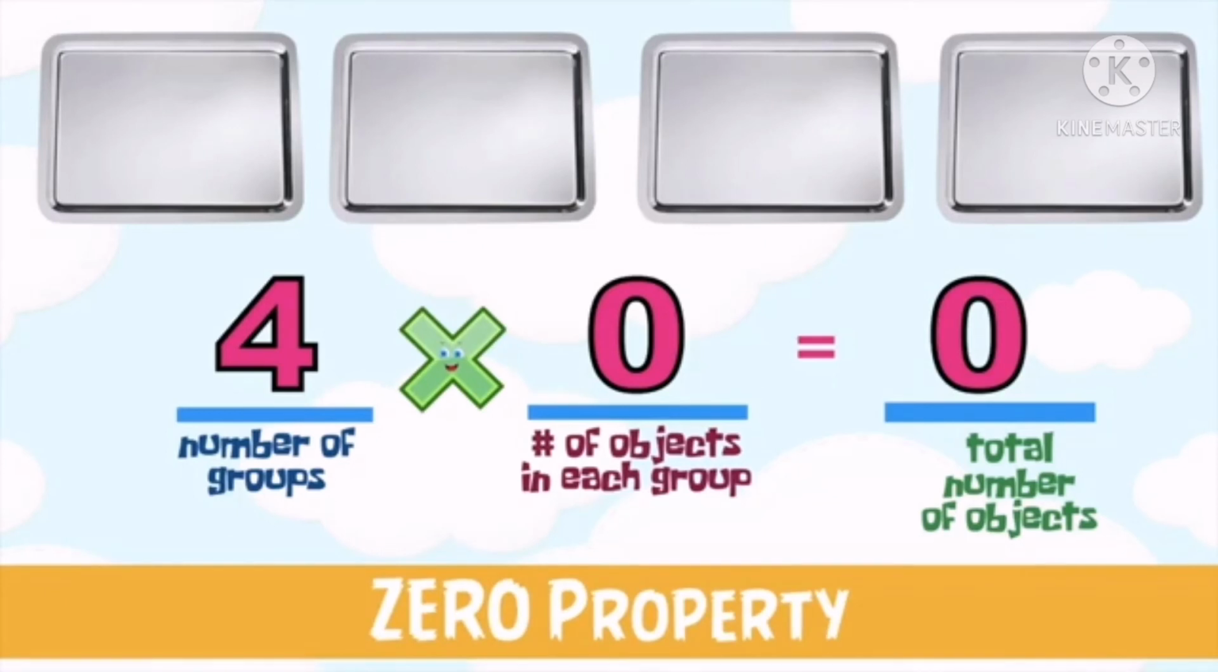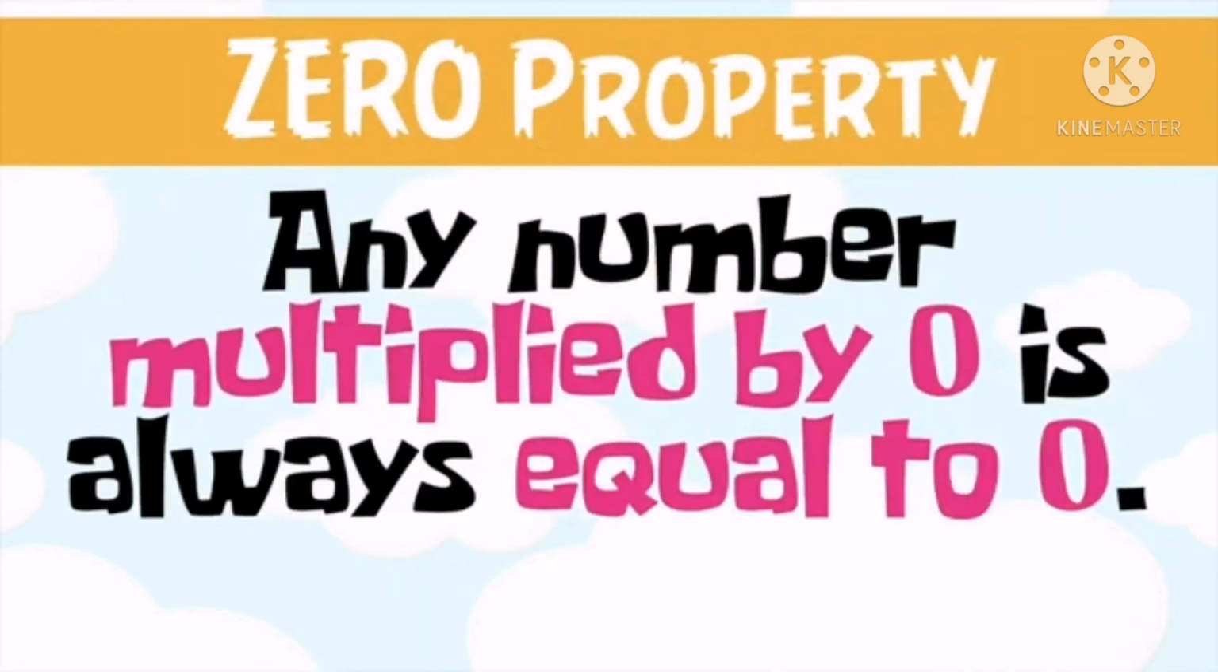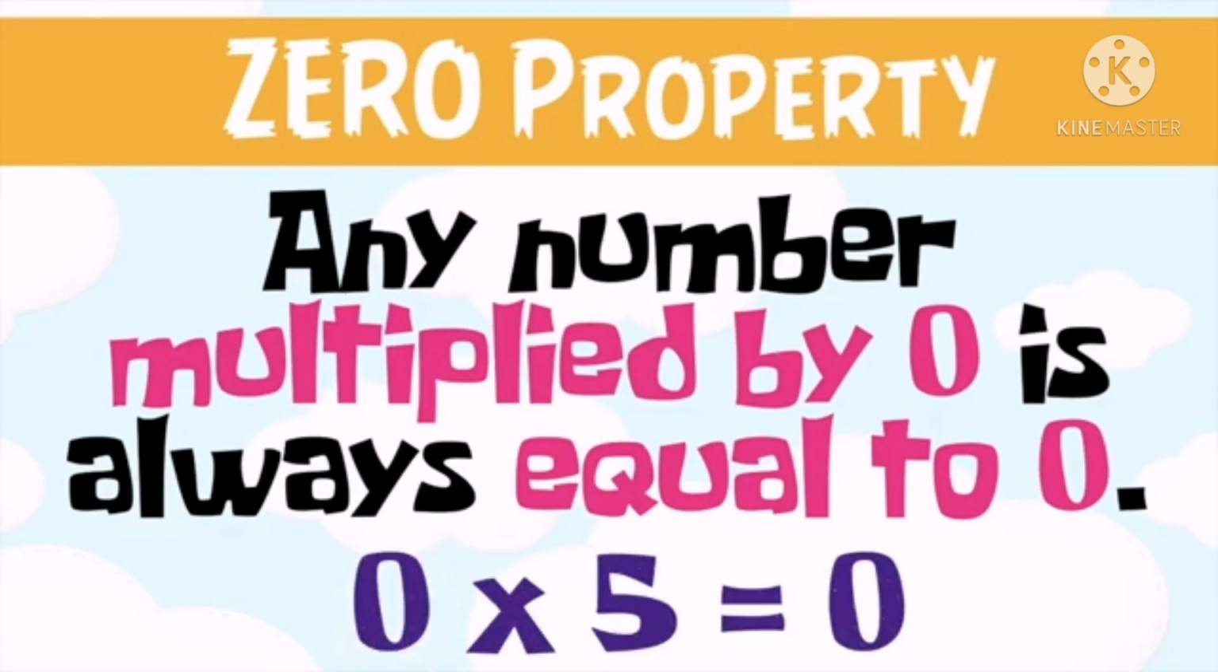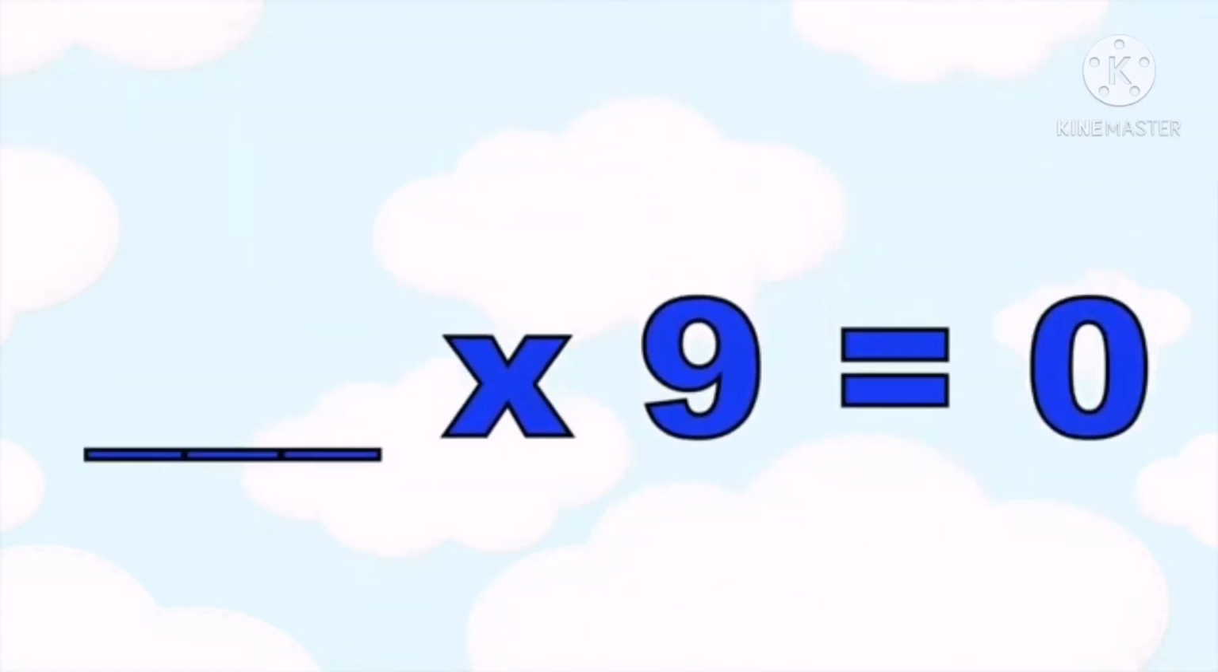This is what we call the zero property of multiplication. The zero property of multiplication states that any number multiplied by 0 is always equal to 0. Like 0 times 5 is equal to 0. So how about if we have this? Blank times 9 is equal to 0. What do you think is the missing number?